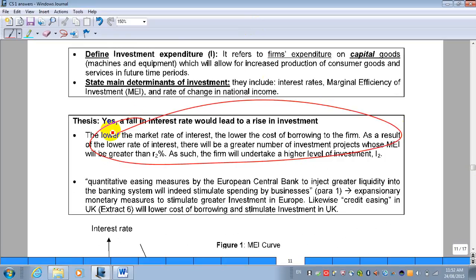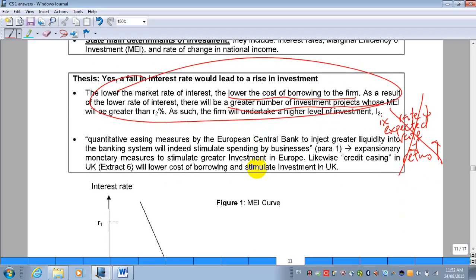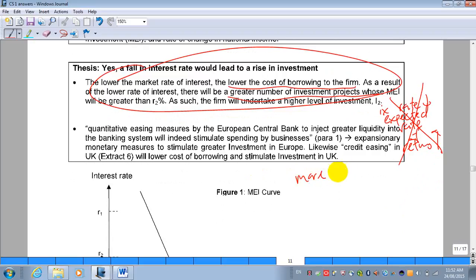Now, I'd like to make it clear that when interest rate falls, the expected rate of returns does not increase, which is what most of you wrote. This is unacceptable. This is just totally wrong. It does not increase the expected rate of returns. What it does is lower the cost of borrowing. As a result, there'll be more investment projects. You can explain it this way.